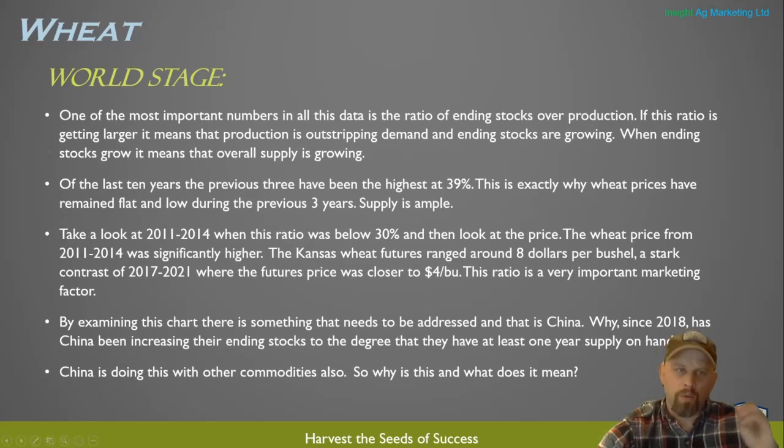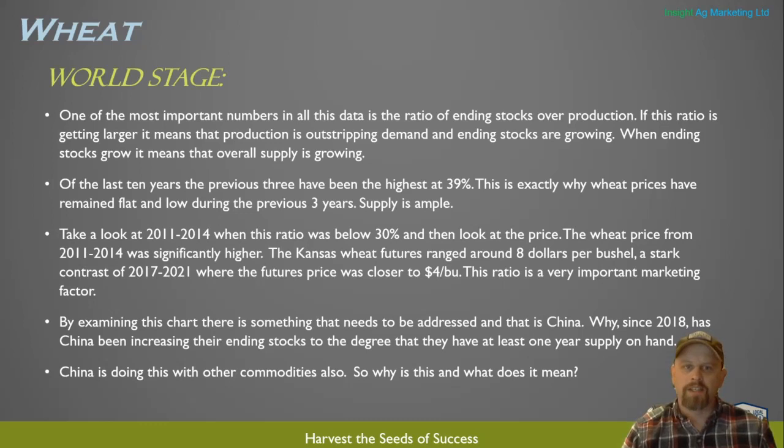So on the world stage of wheat, one of the most important numbers in all this data is the ratio of ending stocks over production. If the ratio is getting larger, it means that production is outstripping demand and the ending stocks are growing. And when the ending stocks are growing, it simply means that supply is growing and there's a lot of stuff kicking around, right? And nobody cares when we have an excess of wheat kicking around.